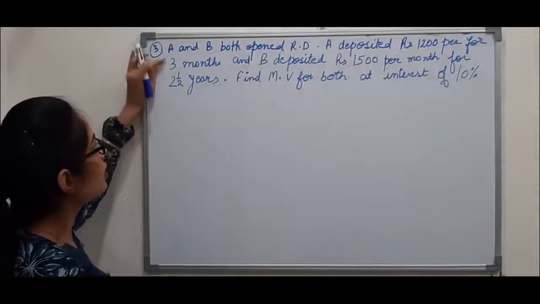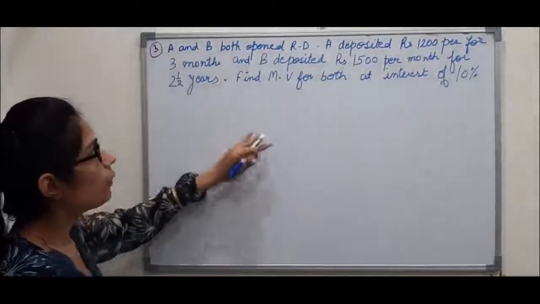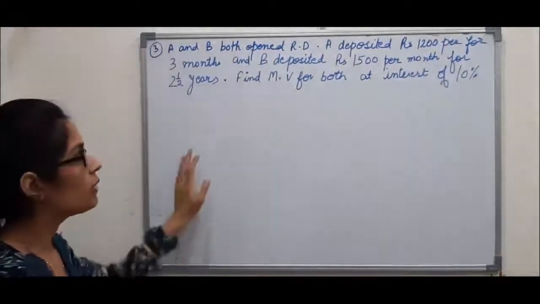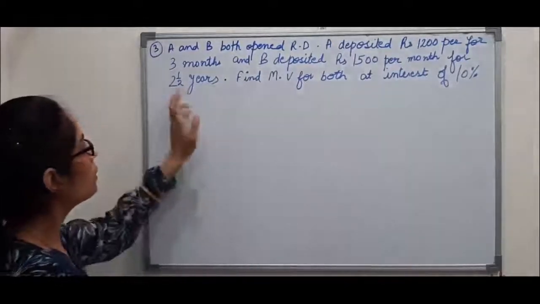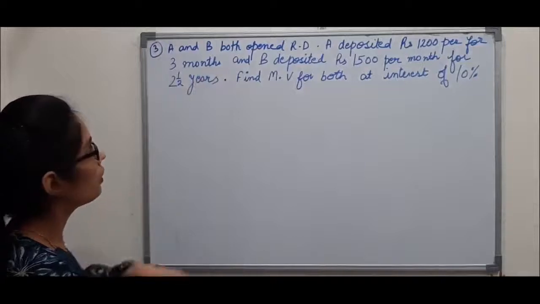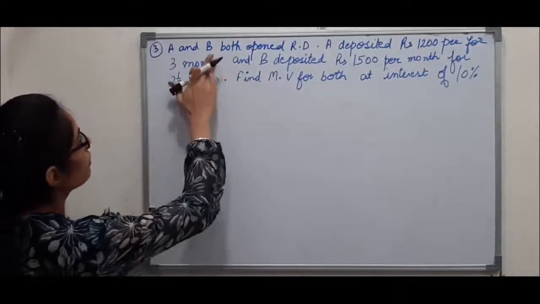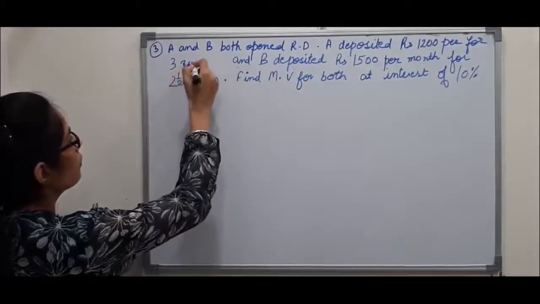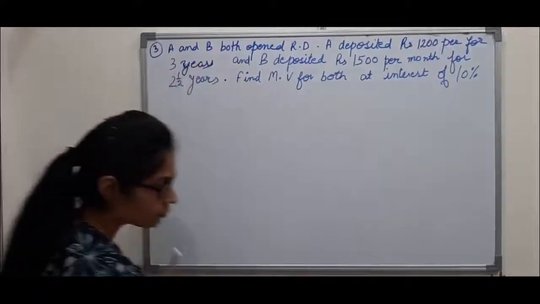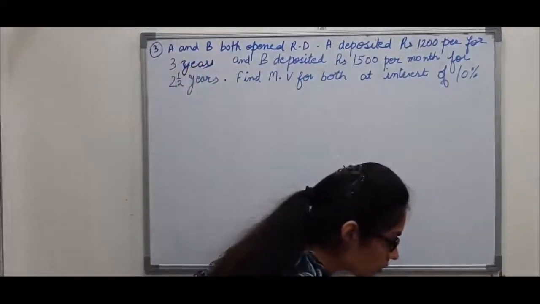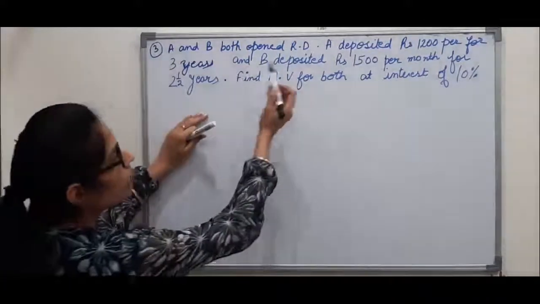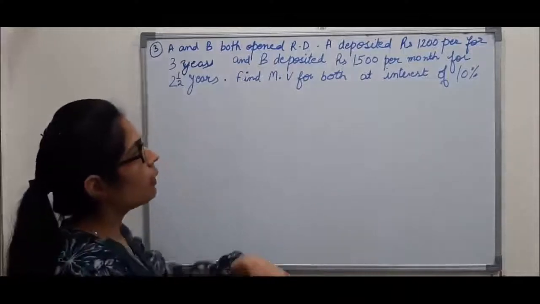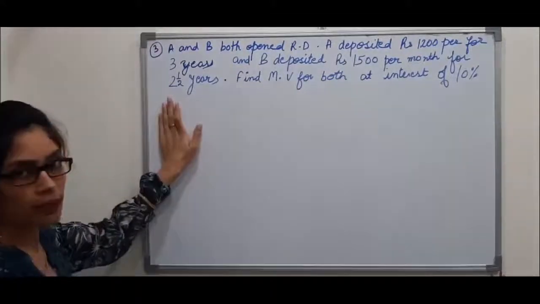It says A and B both opened recurring deposit accounts. A deposited rupees 1200 per month for 3 months. No, it is for 3 years. Yes, it is for 3 years, and B deposited rupees 1500 per month for 2.5 years.